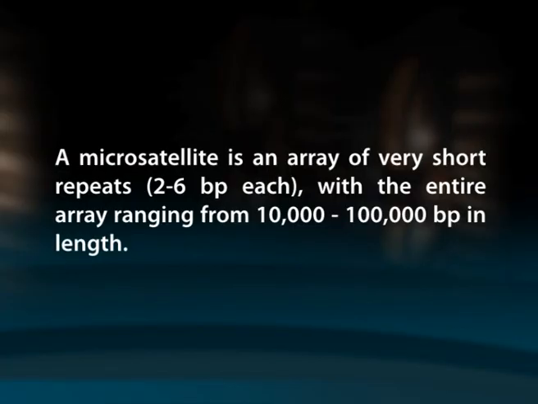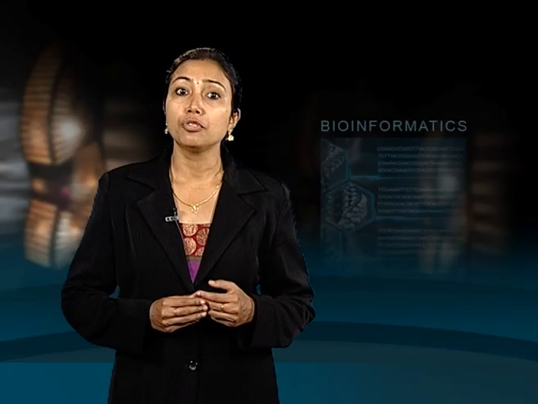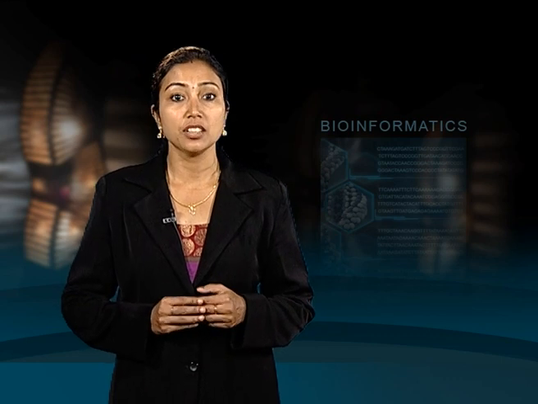A microsatellite is an array of very short repeats, 2 to 6 base pairs each, with the entire array ranging from 10,000 to 1 lakh base pairs in length. They have so far been found in the euchromatin regions of insect, vertebrate and plant chromosomes. The number of these tandem repeats varies among individuals in a population, making microsatellites useful to the population geneticist.